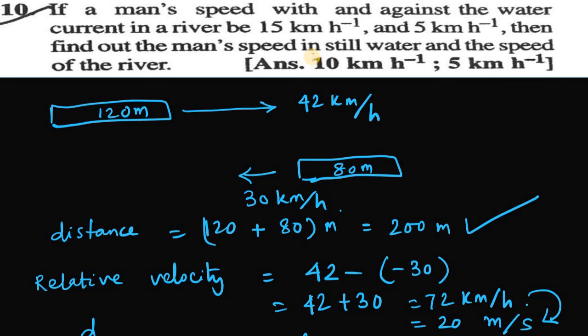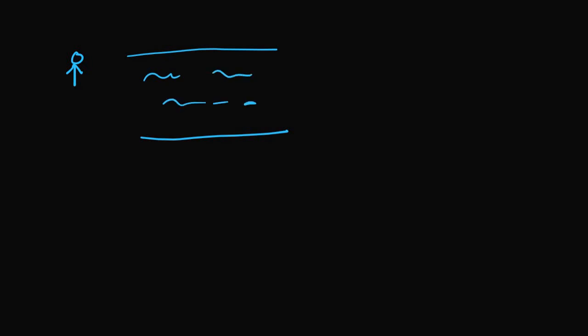Now, the man's speed with and against water has been given. First we need to write that. First we have to draw the man's picture, a stick picture it should be. So this is the man and this is the water. Okay, now if the man is swimming with the water, it is 15 km per hour. Now if the man is going against the water, it is 5 km per hour.